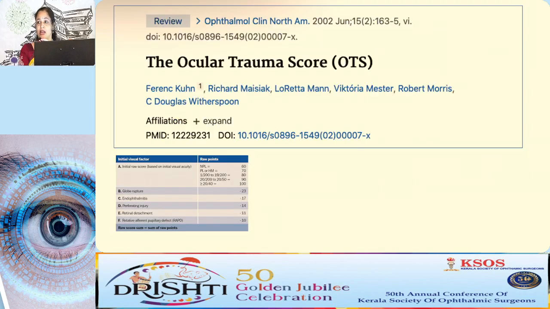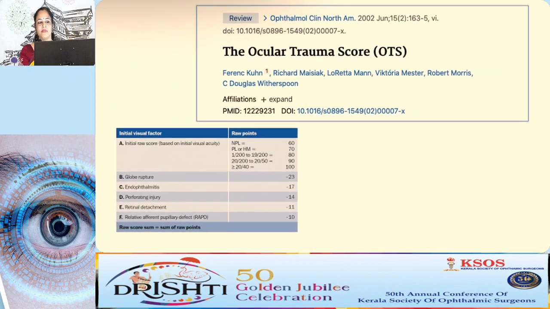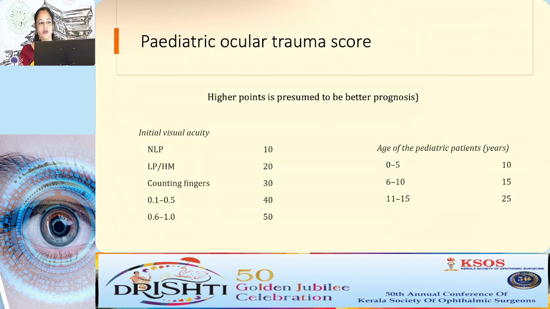Till now, the adult ocular trauma score by Kuhn et al. was being followed. As you can see, each of the trauma features like visual acuity, globe rupture, and endophthalmitis have been given certain points. But a pediatric trauma score was not there until the last few years. The problem with pediatric trauma is that you cannot check the visual acuity in a child as you can in an adult. Plus, a condition like an RAPD, which you can check in an adult, is not easy to check in a child. So that was the importance of why a pediatric ocular trauma score came up.